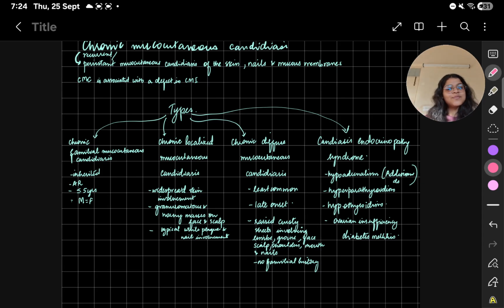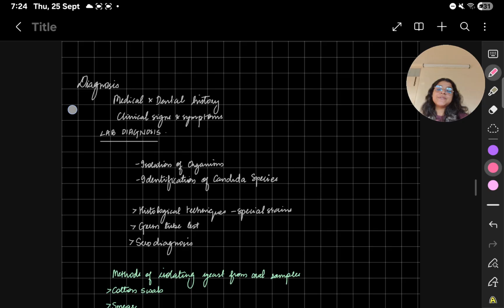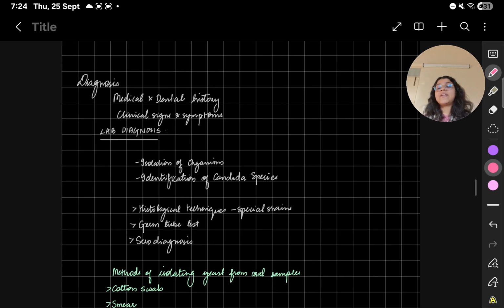Least common, remember, chronic diffuse. Yes. And then you have candidiasis endocrinopathy syndrome, so some endocrine dysfunction, malfunction: hypoadrenalism, which is Addison's, hypoparathyroidism, hypothyroidism, ovarian insufficiency, and diabetes mellitus. That was the types. Now we come to the main part everybody is waiting for, diagnosis.